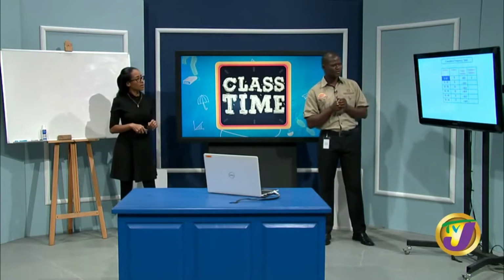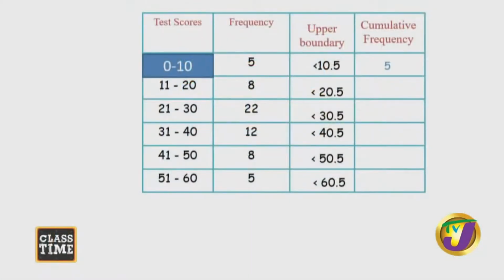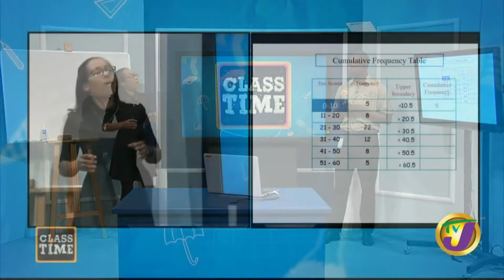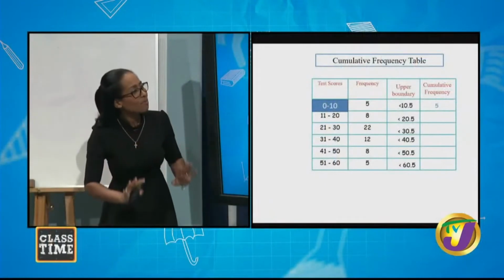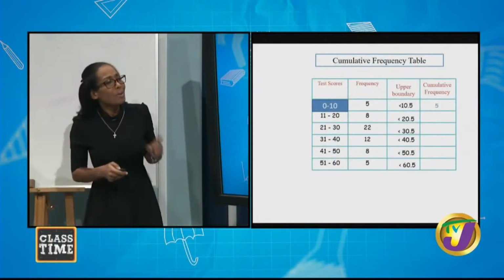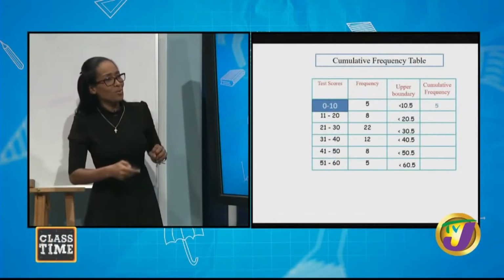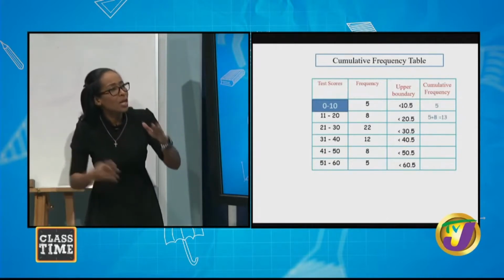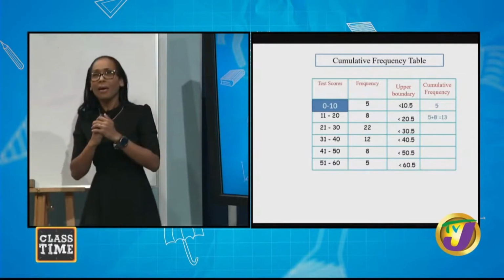What would be the cumulative frequency for the second? So hold on, I'm trying to get the first one. Is the cumulative frequency being 5 for the first class because there's no class before that first? Oh, so I have to start off with my 5 there. So that means my second cumulative frequency would be 13. All right, 5 plus 8 gives me 13.